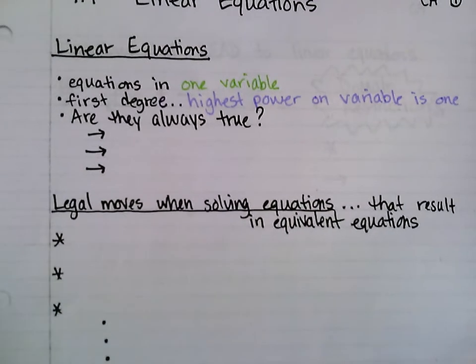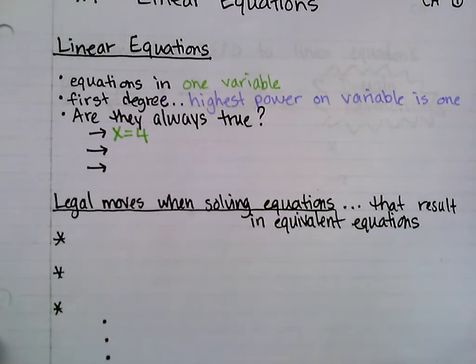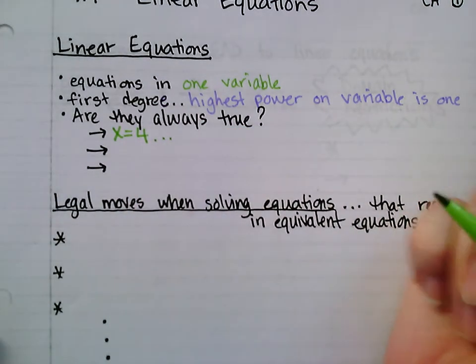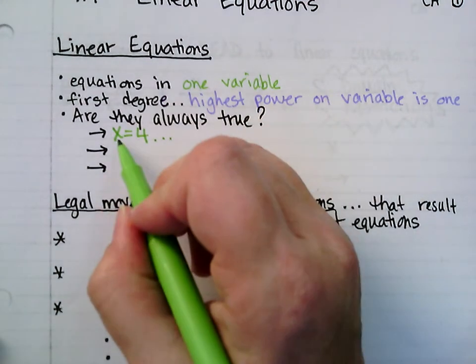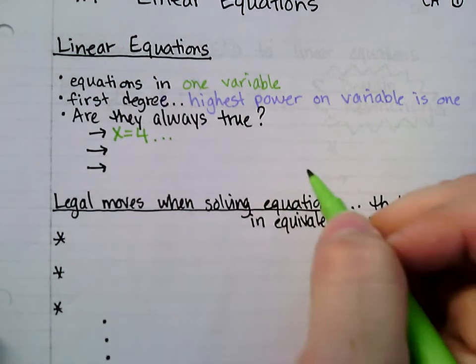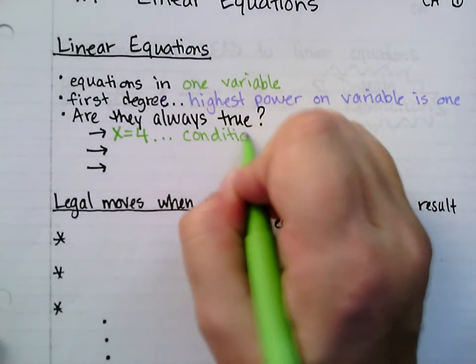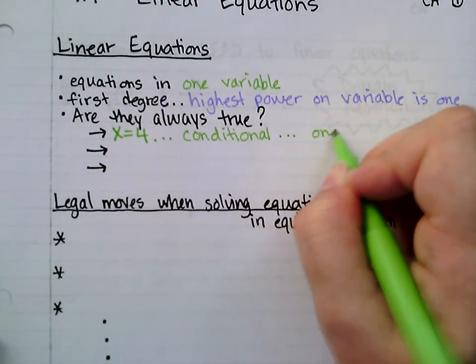Okay, now equations can be true, such as if I say x equals 4, that's a true equation, except it's only true when x is 4. Like if x was any number other than 4, like 7, I would have the equation 7 equals 4. So we call this a conditional equation, and that means that there is one solution.